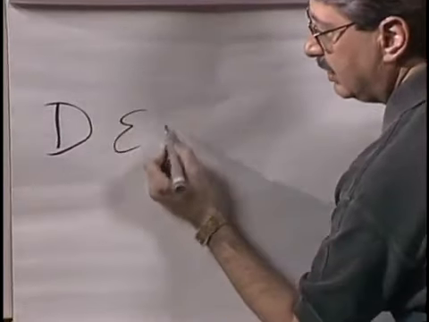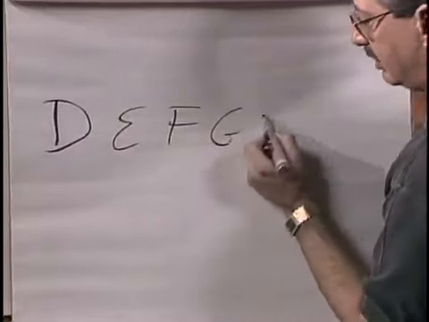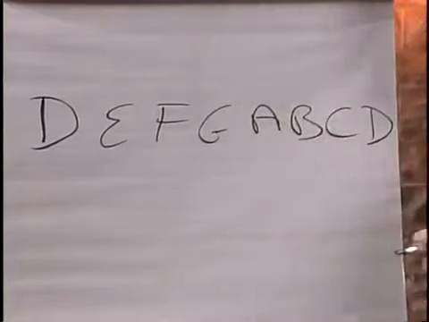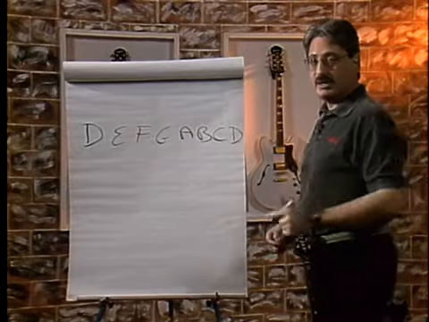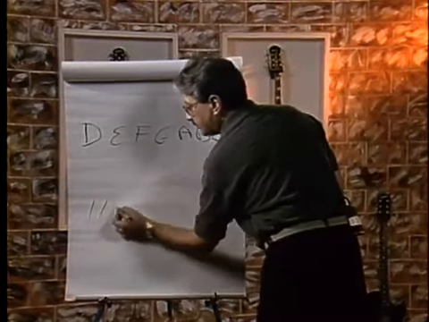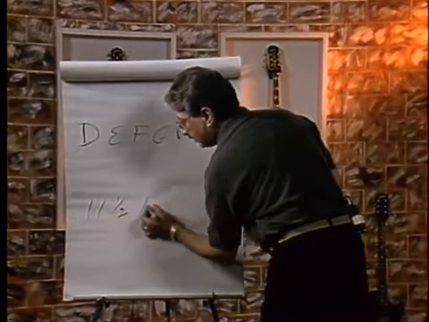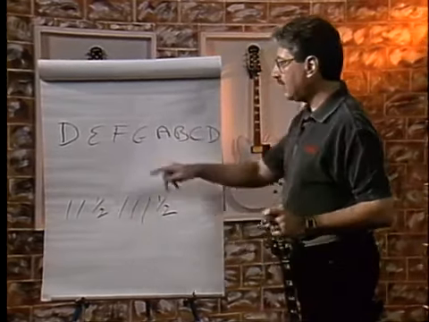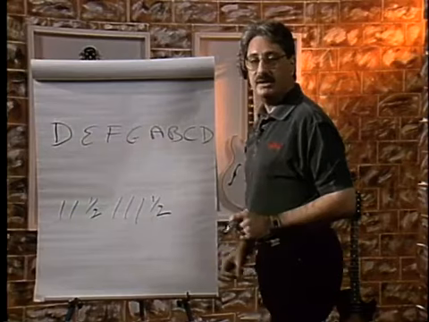Let's start just by filling in the notes alphabetically from D to D. So we got D, E, F, G, A, B, C, D. Now, is it that easy? It's close to that easy. Remember, 2.5, 3.5. Is there a whole step from D to E?